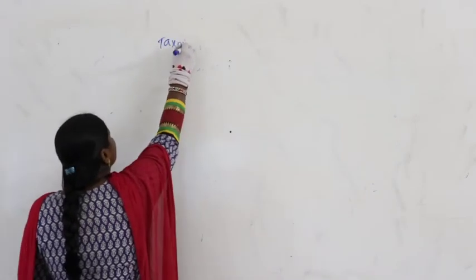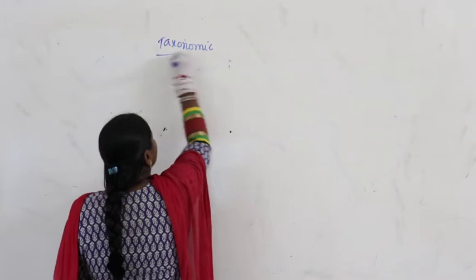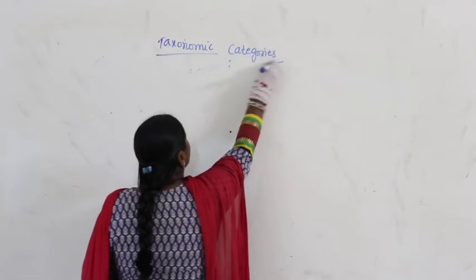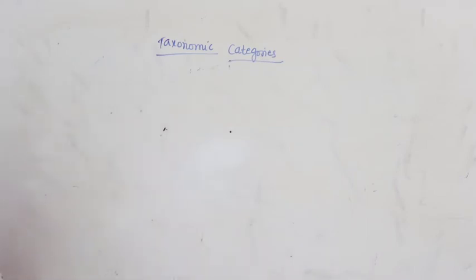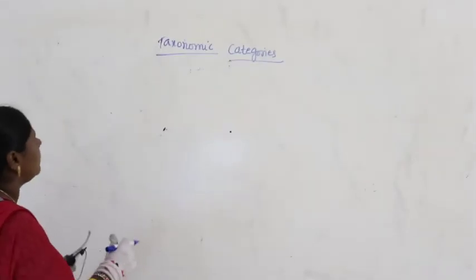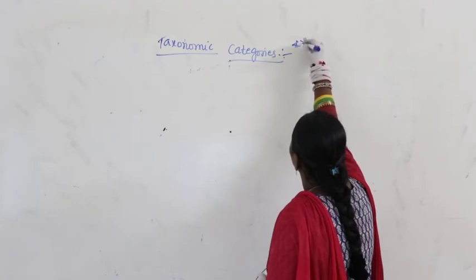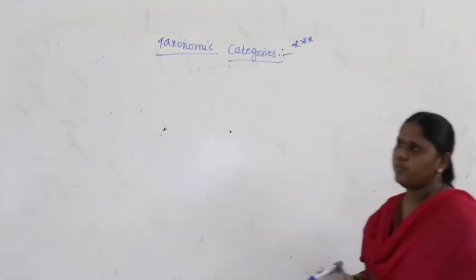Taxonomic categories. What are taxonomic categories? We have to start with the very basic one called species. Now, if you look at this taxonomic category, let me give you an important statement here, and then we can go with the taxonomic categories.